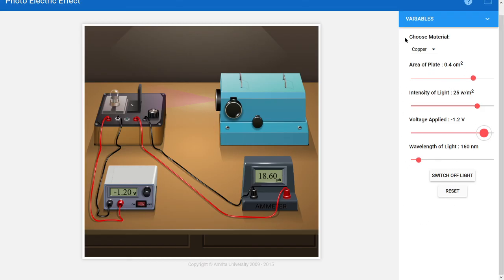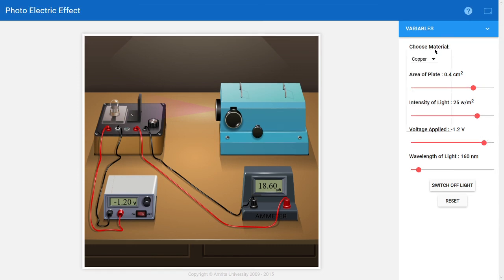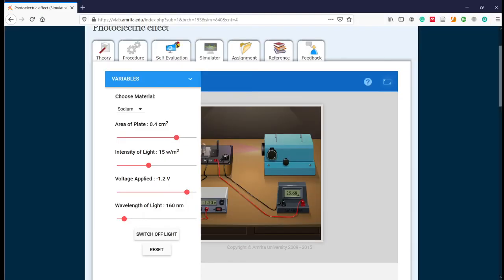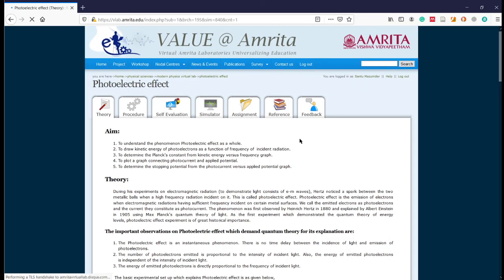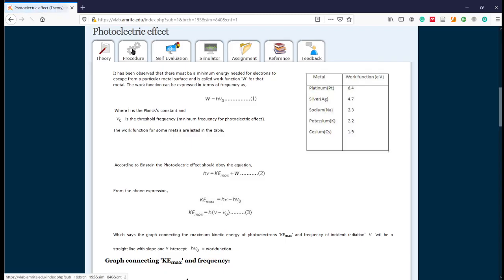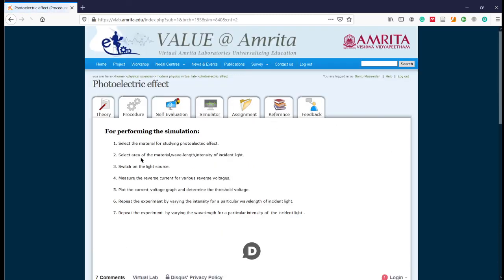Now as far as the material is concerned, this is copper. Now you can choose another material, say sodium. You can keep the area of the plate constant. Now you can repeat the experiment for sodium itself. After the experiment is over, you are allowed to do some calculations. In the theory part, the calculations are given. In the procedure, you can see what to do.